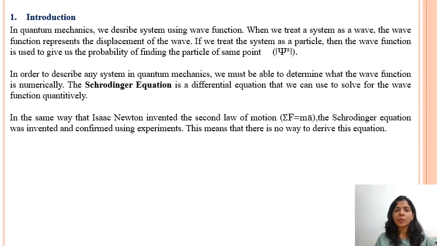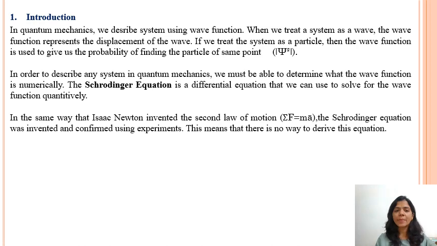So, in quantum mechanics, we describe a system using a wave function. When we treat a system as a wave, the wave function represents the displacement of the wave. If we treat the system as a particle, then the wave function is used to give us the probability of finding the particle at some point.